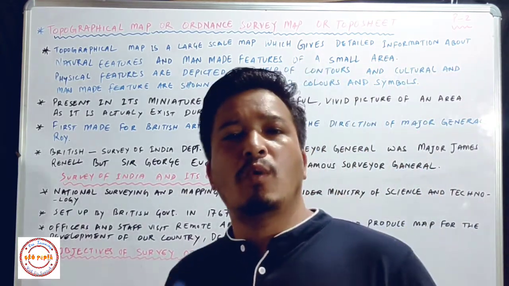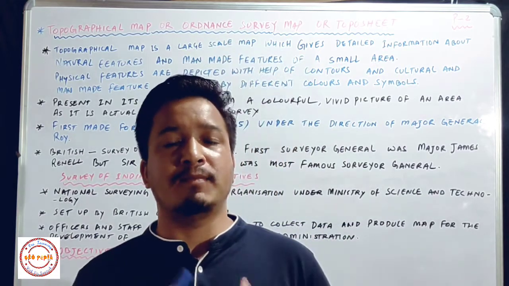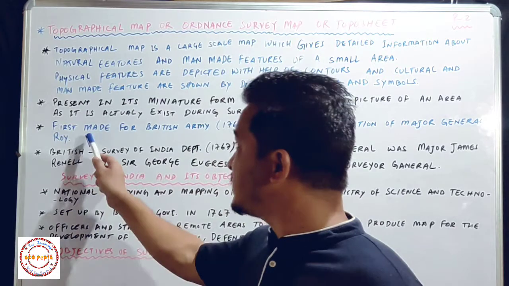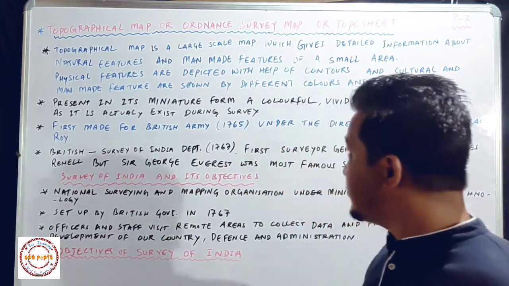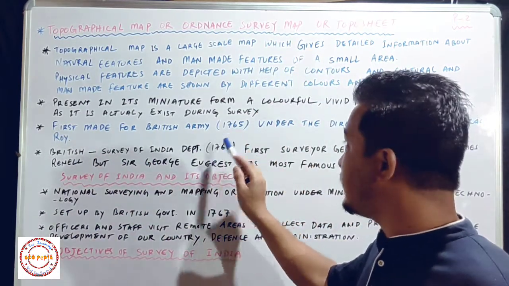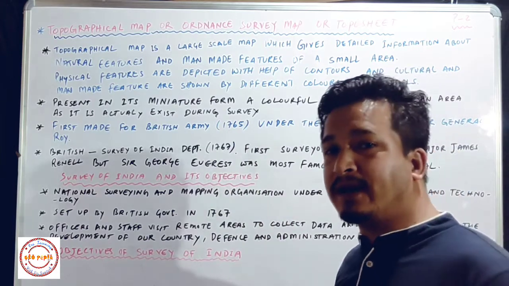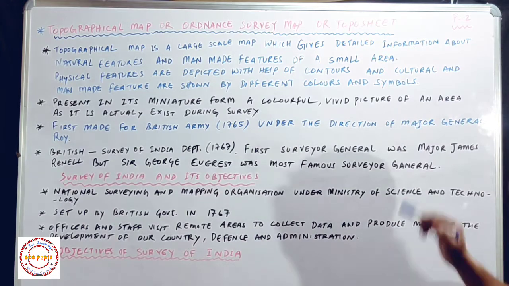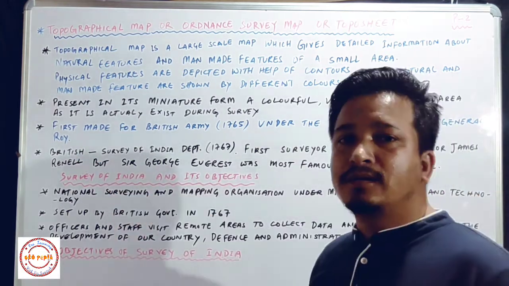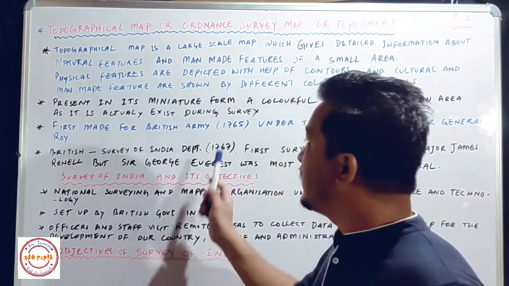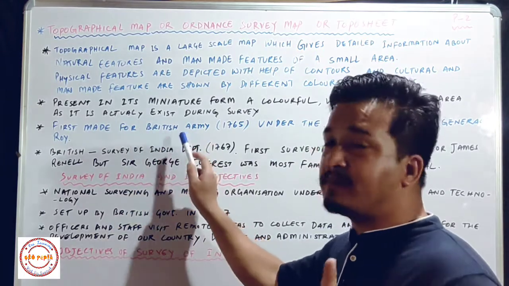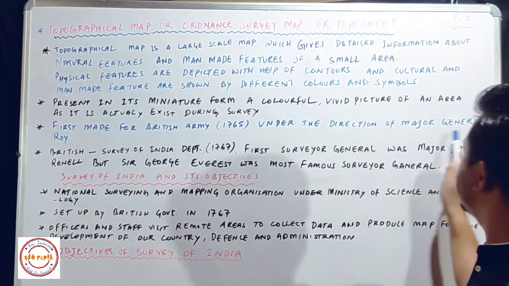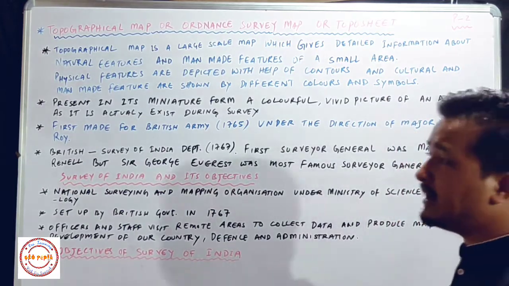Now the next point: first made for the British Army in 1765 under the direction of Major General Roy. So when was the first topographical map established? It was for the British Army, in 1765, and the first topographical map was prepared under the direction of Major General Roy. You have to remember this point.